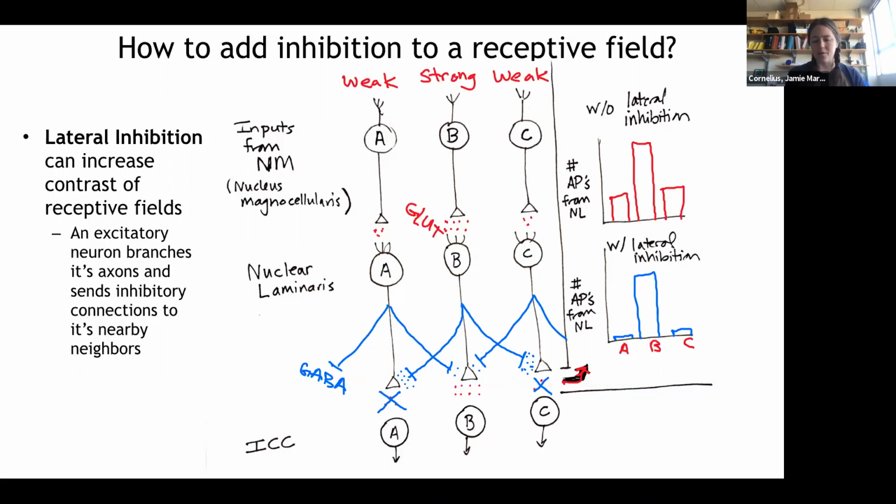And so you have enhanced the difference between what the ICC is seeing from its connections from the nucleus laminaris. So instead of getting a little bit of excitation of A and C and a lot of excitation from B, you get essentially no excitation from A and C and a lot of excitation from B. And this is one way, through lateral inhibition, that nervous systems can enhance or increase the accuracy of signals coming in.